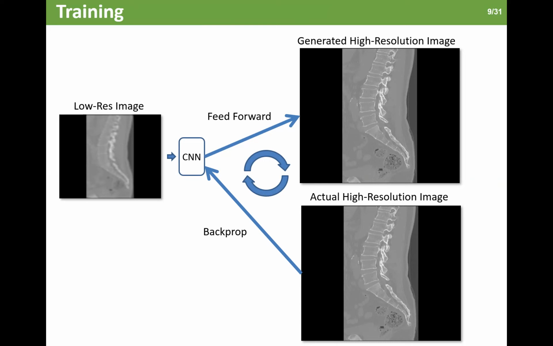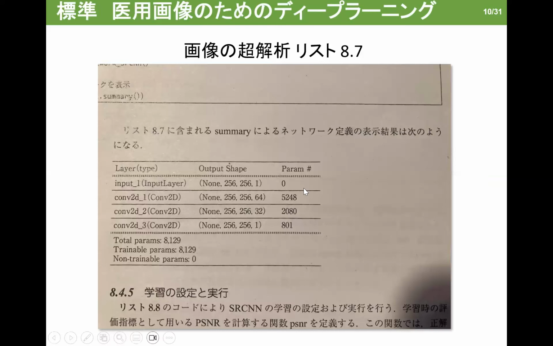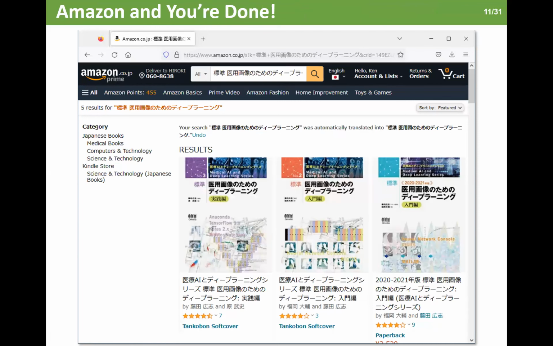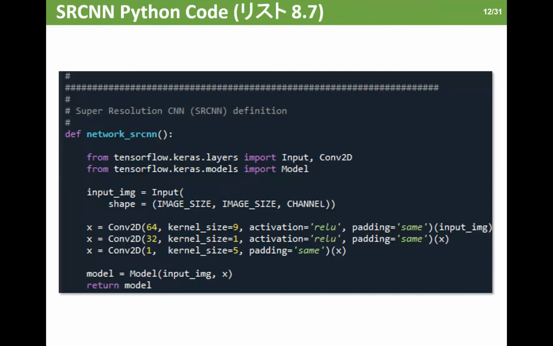If we do this over and over with thousands of images, the network will gradually learn how to generate high resolution images. Okay, this is from a Japanese book. It's probably the simplest network that you could create. But don't worry, you don't have to learn Japanese too. If we translate that into Keras, it looks something like this.